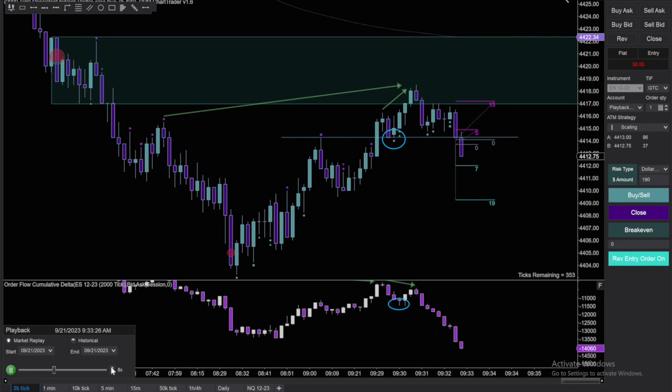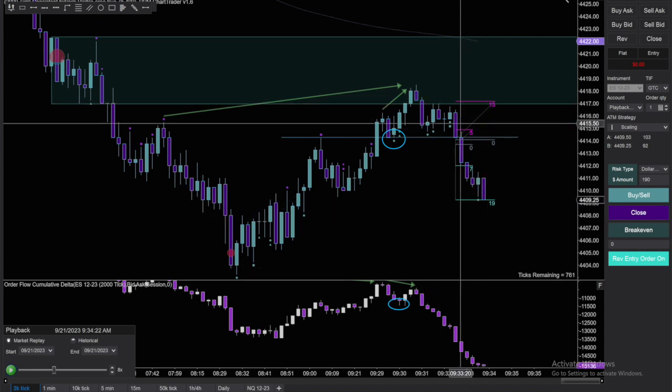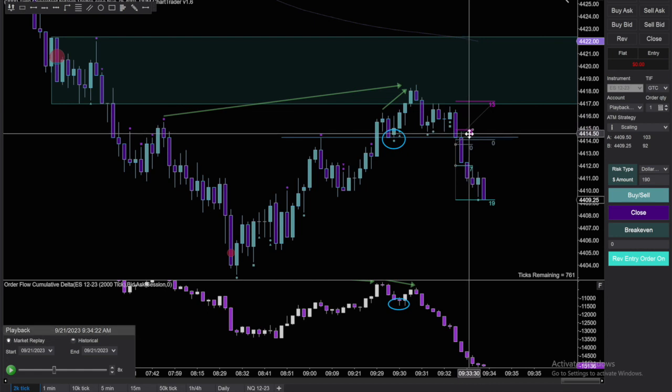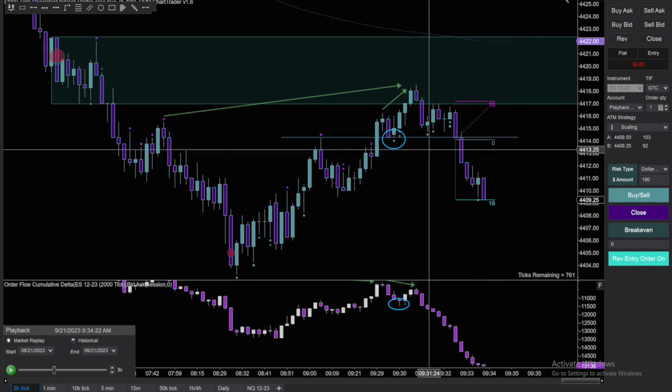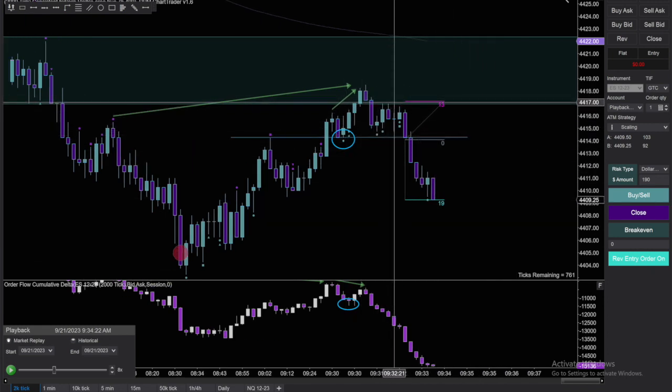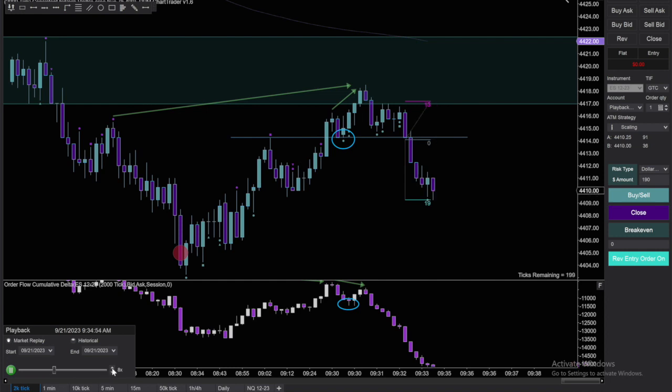We'll speed it forward. You see that would have already hit the tight target and then comes right down into the larger target. Okay, now that's the first setup. I'm going to leave this on here because what I want to show you is the reason that this is an important level for our stop. As we continue to play this forward, you're going to see that price does ultimately swing back up here.